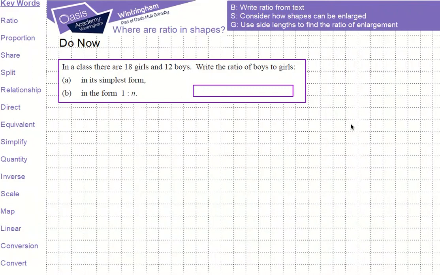Hello, in this lesson we're going to look at where ratio appears in shapes. There's a question on the screen for the do now. Press pause while you have a go and press play when you're ready to see the answer. The answer's on the screen. Part A 2 to 3 and Part B 1 to 1.5.